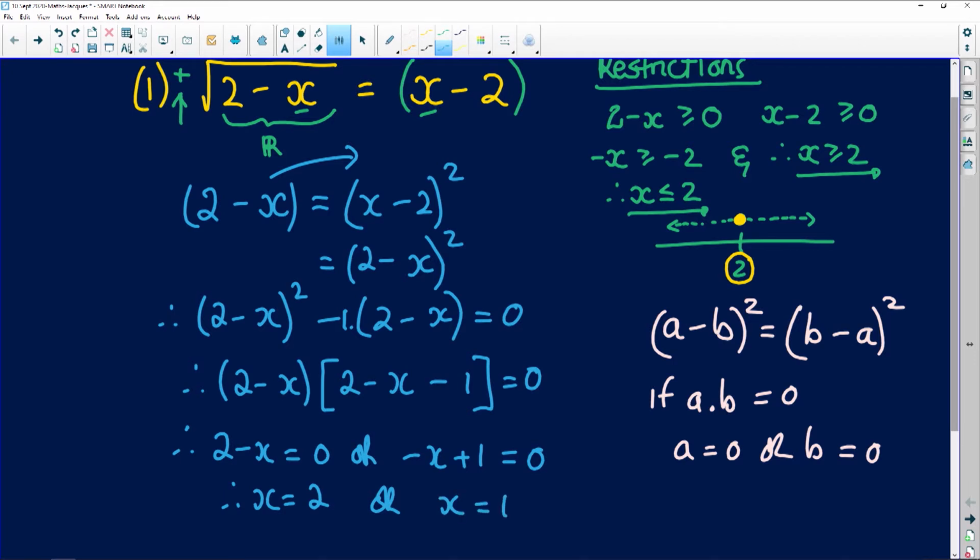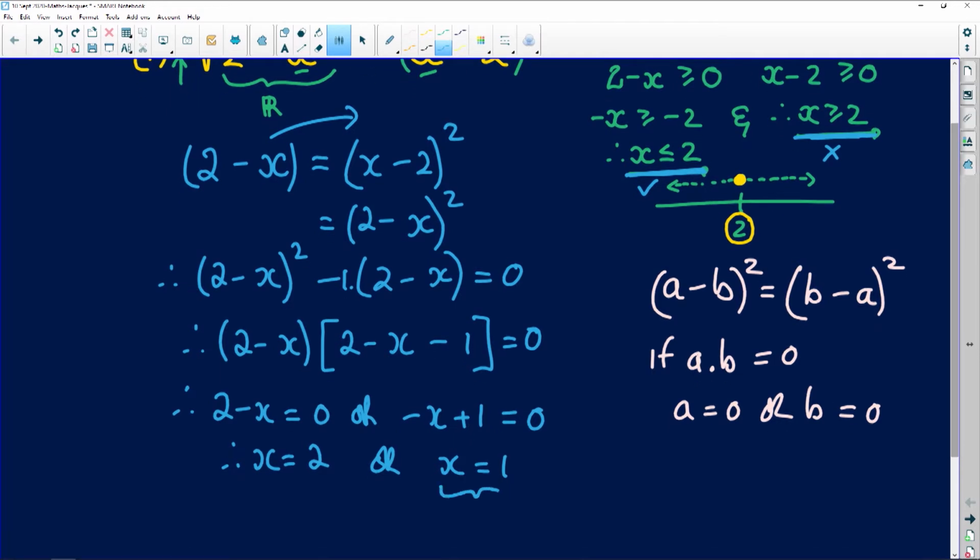That jumps over, so x is equal to 1. Now, folks, x equal to 1 does not satisfy this restriction. It satisfies this one, and it satisfies the minus 2 as well, but it does not satisfy this one. It satisfies this, does not satisfy that. So we cannot accept x equal to 1 as an answer. The only solution that is valid in this case is x equal to 2.